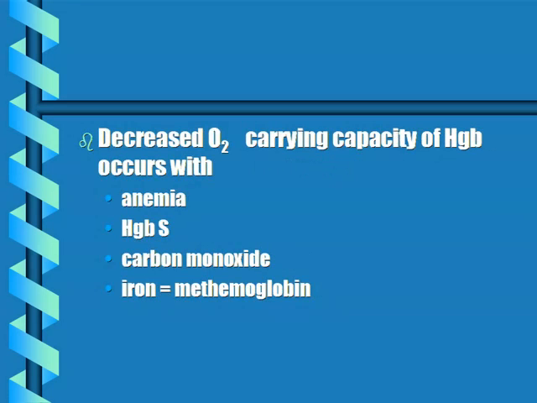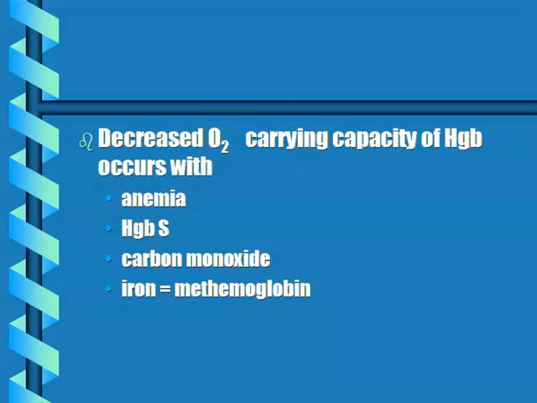So, decreased oxygen carrying capacity of the hemoglobin occurs, as I've mentioned, with anemia because you have a decrease in hemoglobin. If you have a hemoglobin S, and this occurs if you have sickle cell disease, your hemoglobin S has a decreased affinity for the oxygen, so it doesn't transport as much oxygen as a regular hemoglobin does. That's oftentimes why the patient with sickle cell anemia will go into crisis, because they don't have enough oxygen circulating.